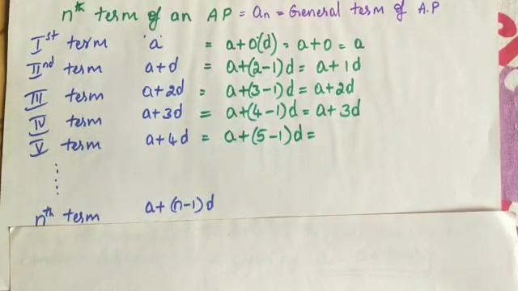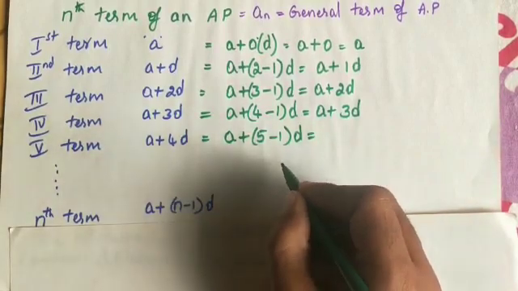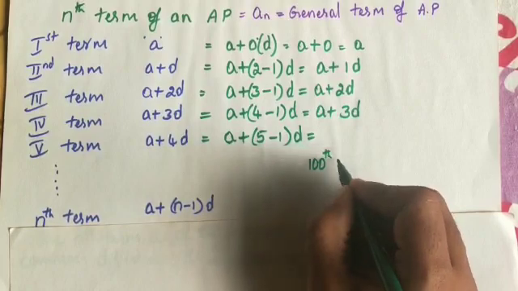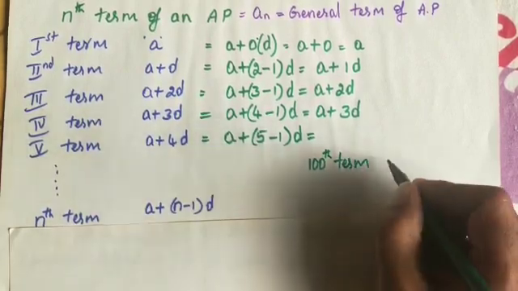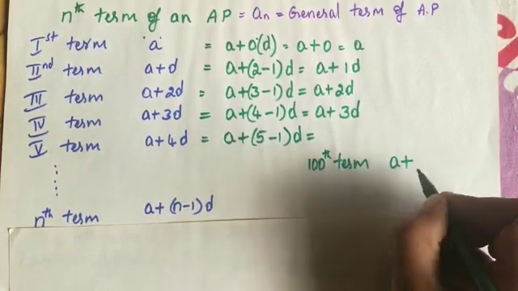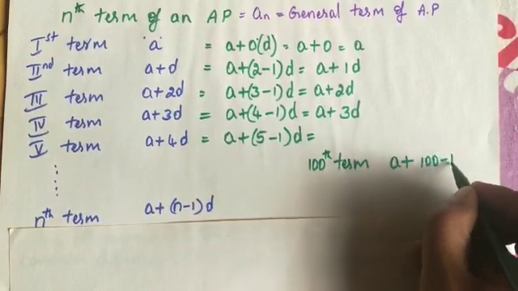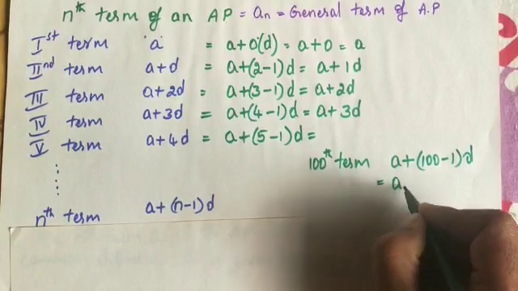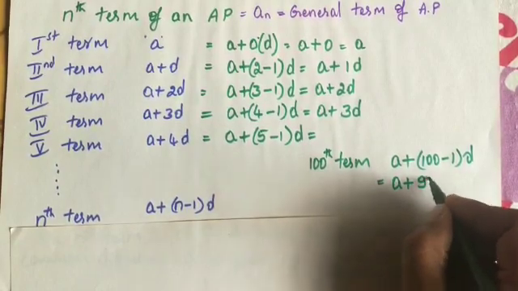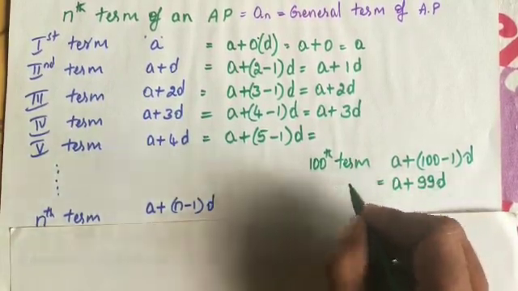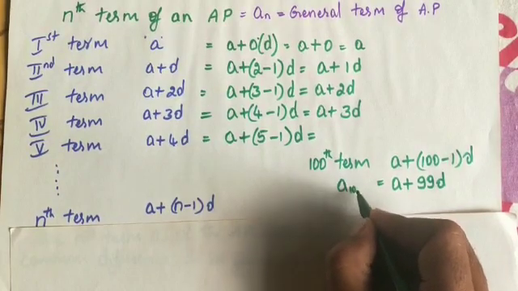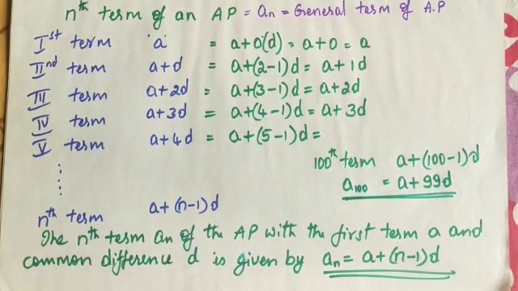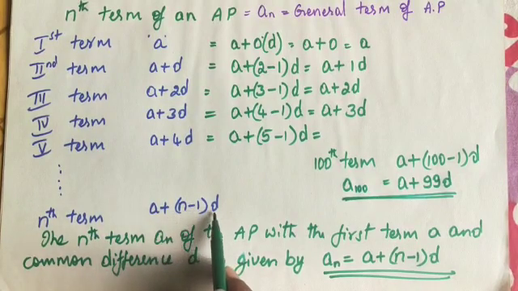Let me take an example of the 100th term. How to write the 100th term? It is a plus 100 minus 1 into d, which is equal to a plus 99d. That will be the 100th term. Likewise, nth term is a plus n minus 1 into d.